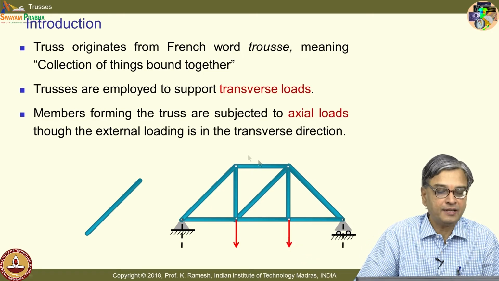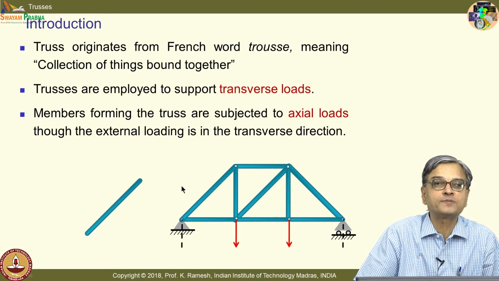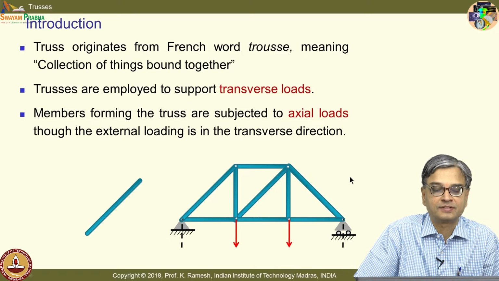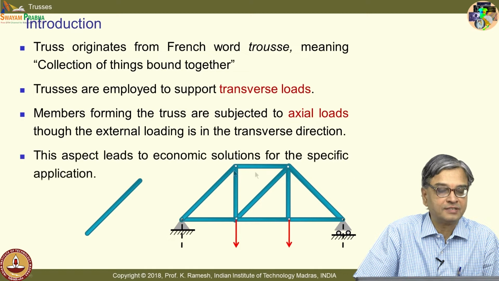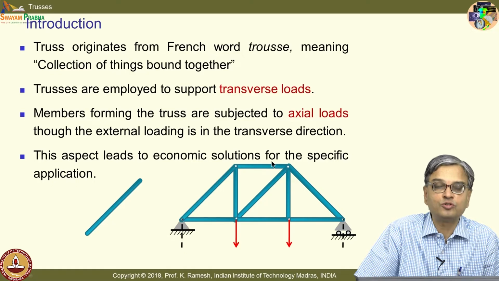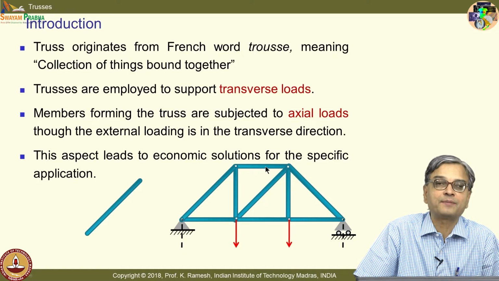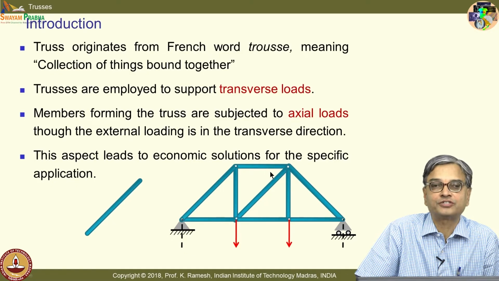So, if you look at a truss, it is nothing but a collection of essentially two force members subjected to axial loads. What is the advantage? This aspect leads to economic solutions for the specific application. That is the greatest advantage. You save an enormous amount of material and you utilize the material to its fullest extent.